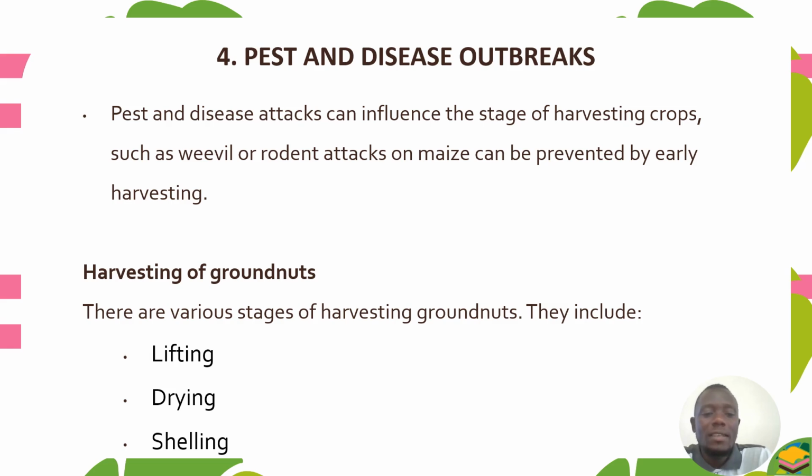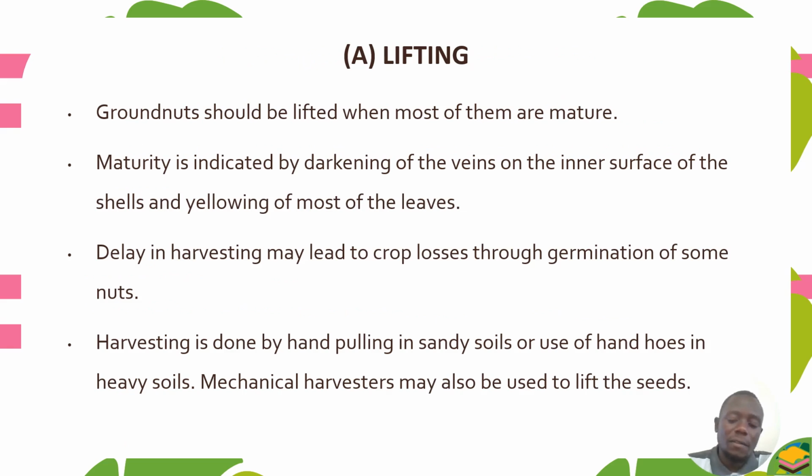Then let's go to harvesting of groundnuts. When we talk of harvesting groundnuts, there are different ways of harvesting them. They include lifting, drying, and shading. So let's look at these stages of harvesting groundnuts. The first one is lifting.